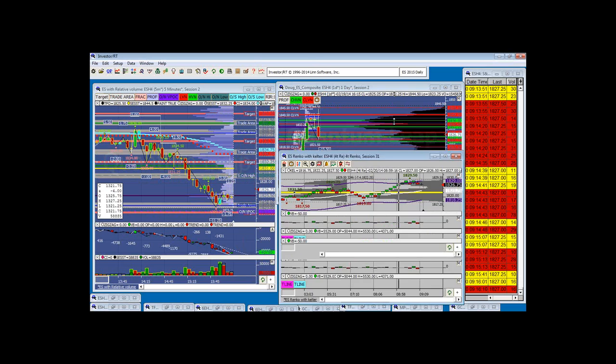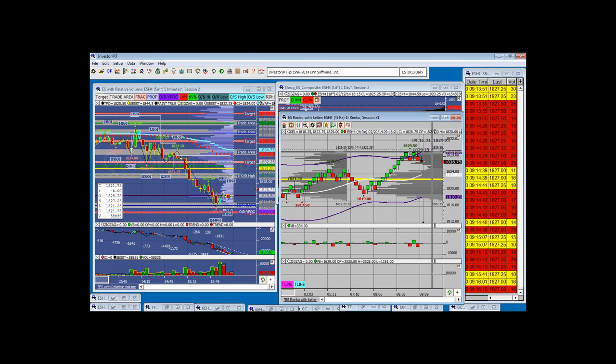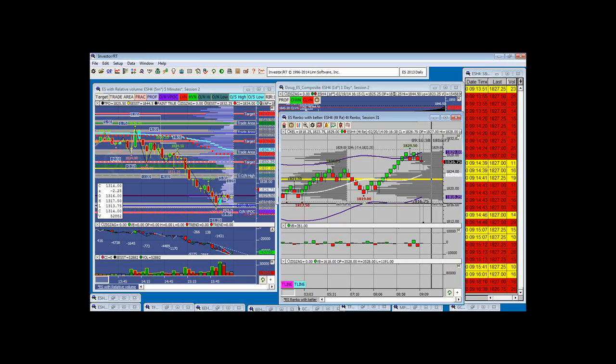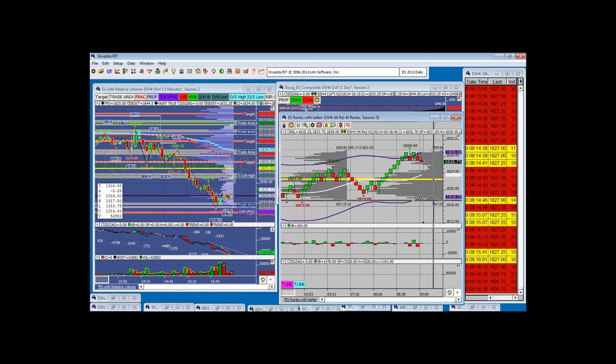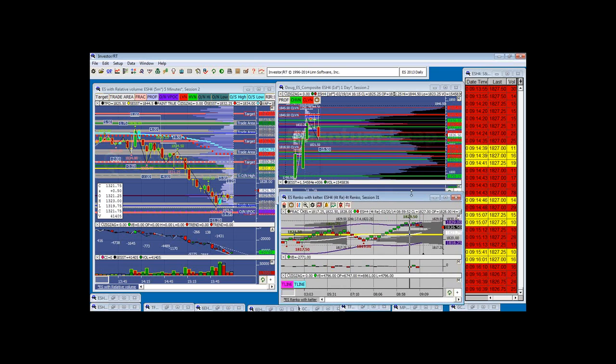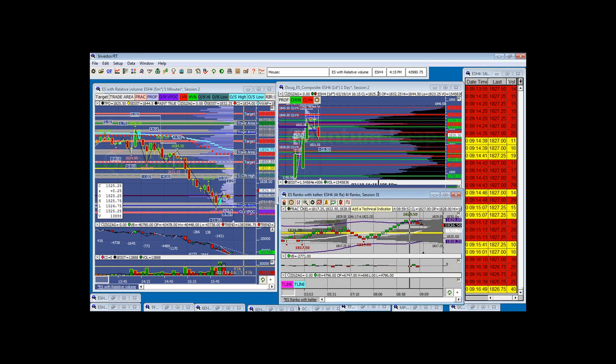Taking a look at the Keltner, upper Keltner 1829, just below that value area low from the 4-day microcomposite. Keltner center line 1823.75, so it's right there at that 1823.25 key CLVN, and then a move down to test the lower Keltner line, 1818.25, right there at that line in the sand, and the CLVN at 1818.50.